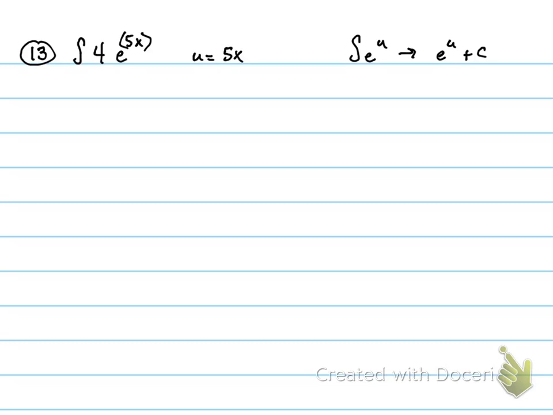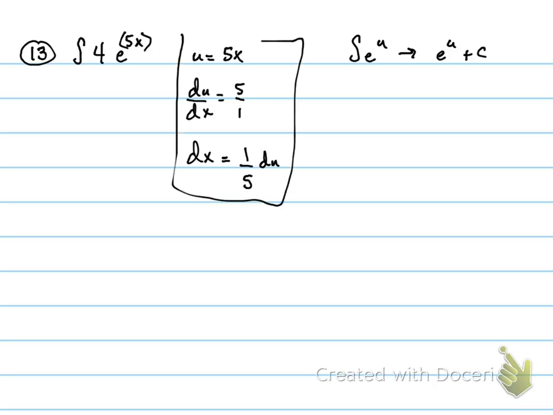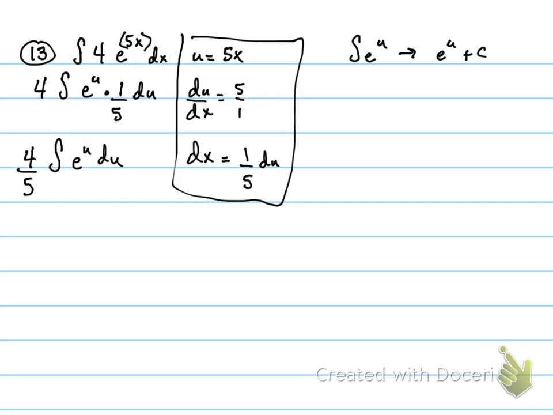It's usually what's in that parentheses. So du dx is 5 over 1. And so when we solve for dx, we get 1 over 5 du. Okay, so we're looking at that pattern that's going on here. So I'm going to bring my 4 out front. I have e to the u dx, and now my dx is actually 1 over 5 du. And so this is going to give us 4 over 5 integral of e to the u du.